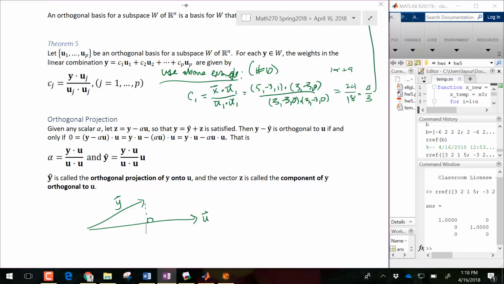If you notice, alpha and y hat look almost the same, except there's something else involved in u. There's a vector. So y hat is a vector. Let's identify y hat as a vector, and y hat is actually what they call the projection vector. Orthogonal projection.